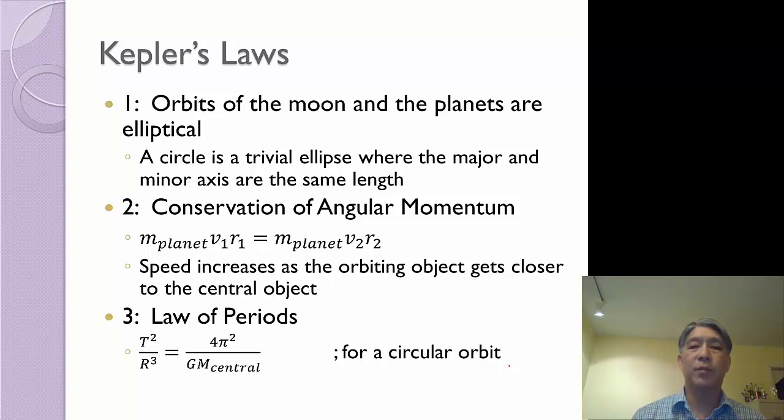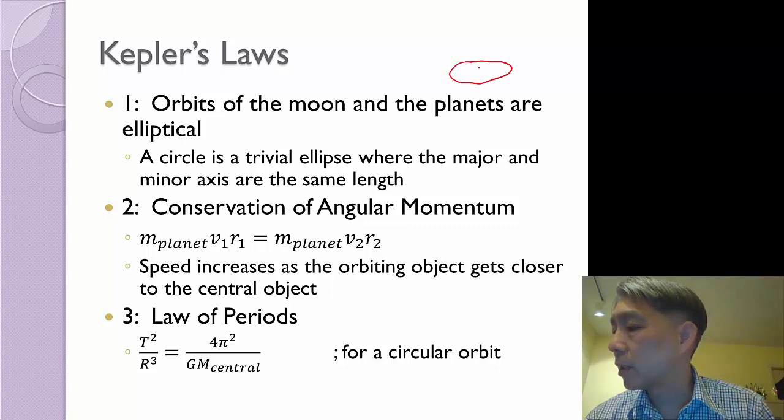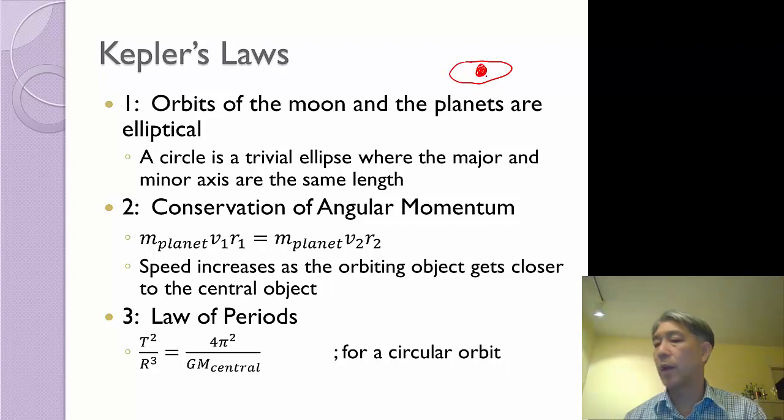Okay, so Kepler's first law basically says that the orbits of the Moon and the planets are ellipses, or elliptical. We're pretty much just going to focus on circles, but you do need to know that the orbit is an ellipse. And the thing about that ellipse is that the central object, the Sun, or the Earth in the case of the Moon, does not go in the center of the ellipse. It is not an eye that looks like this, where that's the orbit and there's the Earth. That's not how it works.